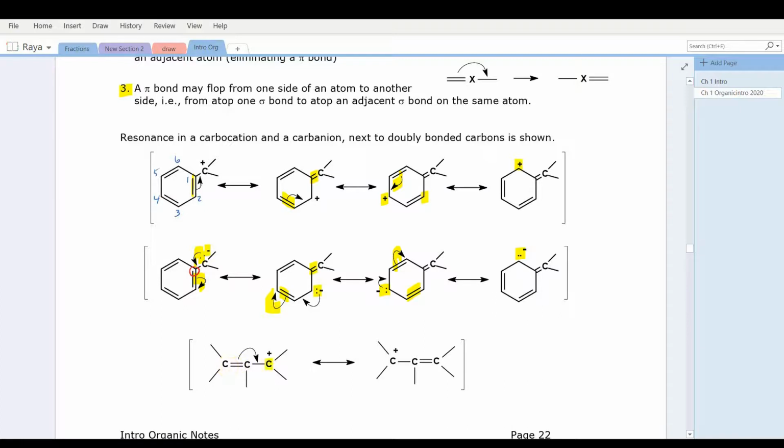Here we have a carbocation adjacent to a pi bond. Following rule number 3, a pi bond can flip from one side of an atom to another, and in doing so, the carbocation on the right is neutralized, and that creates a carbocation on the left. So now our positive charge is delocalized over 2 different positions.